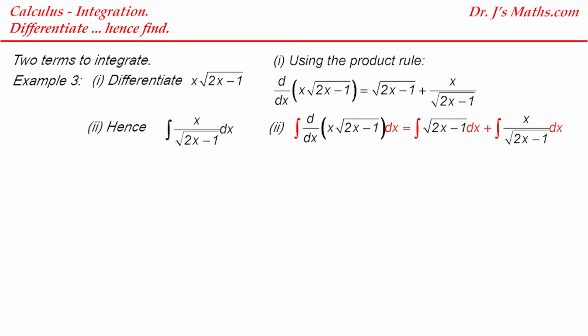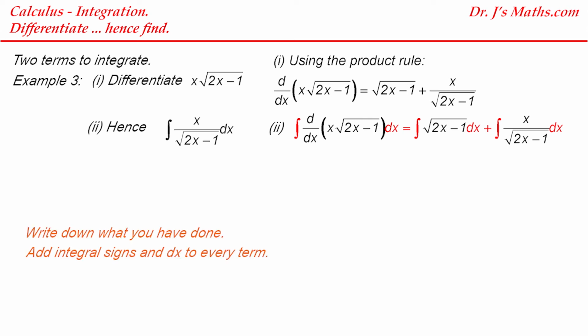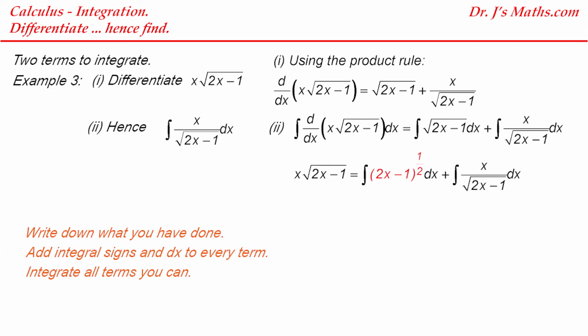In our first step in part 2, we're going to add our integral signs and dx to every term. So we're going to have 3 integral signs in this particular section. We're then going to integrate every term that we can. On the left-hand side, the integral of the derivative just cancels out, so that's fine. In the first term on the right-hand side, we're going to rewrite that as 2x minus 1 to the half, and then the second term we're going to leave because that's the term that we have to answer.